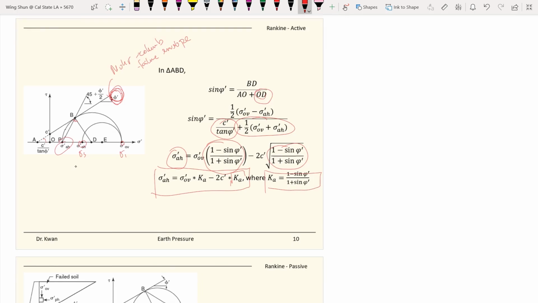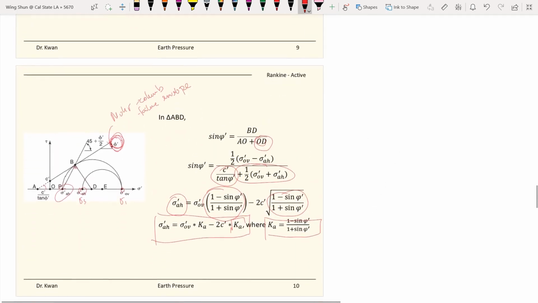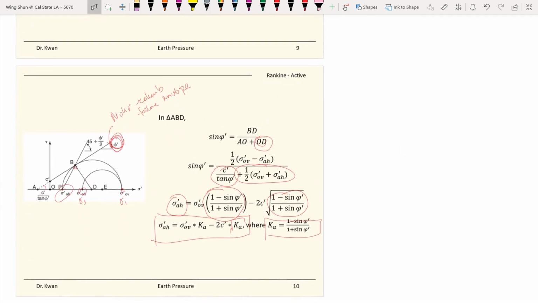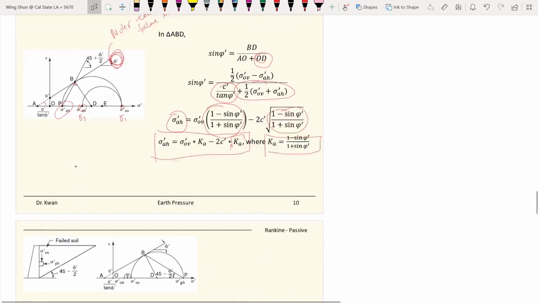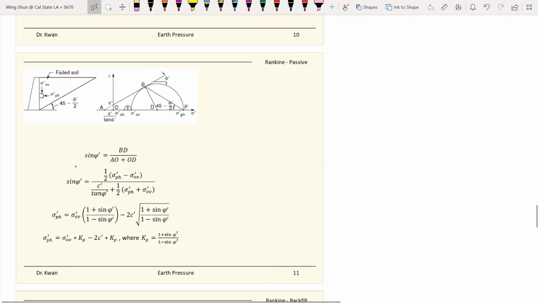And when we start these problems, we assume that the backfill has level ground, so there's no slope to start these problems. But through the Mohr circles, we can find the Ka values and all this stuff on the state of the stress. And then, similarly, this is the passive condition from the Rankine method.